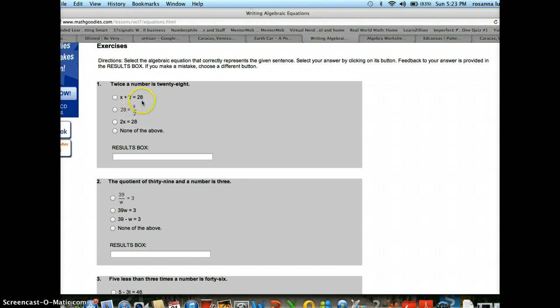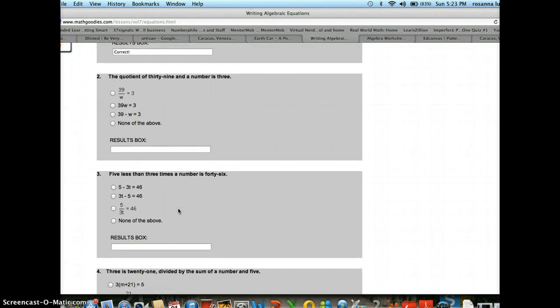Is it x plus 2 equals 28? Is it 28 equals x divided by 2? Is it 2x equals 28, or none of the above? Twice a number does not represent addition. Twice a number is not division. We know twice a number is multiplication, so twice is 2 times, so we see 2 times a number is 28. The result is 28. So let's choose this, and it's correct.